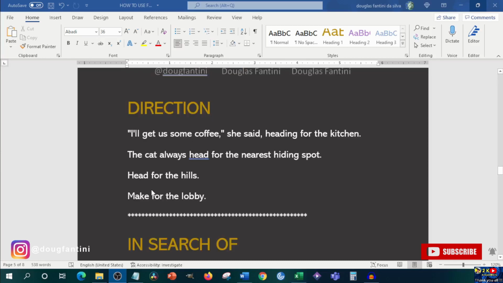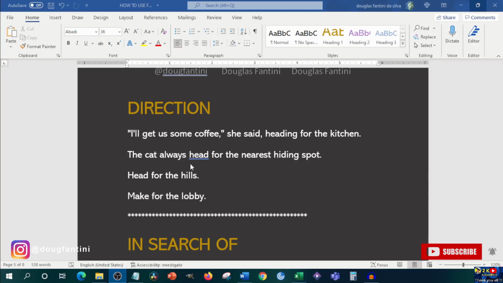Okay, I told you that we were going to talk about the word "for" meaning actions, but this is really an exception. Most of the time you're going to use the word "to" in relation to actions, but in these simple exceptions, you're going to use the word "for." Take a look. I'll get us some coffee, she said, heading for the kitchen. So she was going to the kitchen, but "heading for the kitchen" is because of the word "heading." It wants this preposition in this place, not "to," okay? "Head for" is better in these cases.